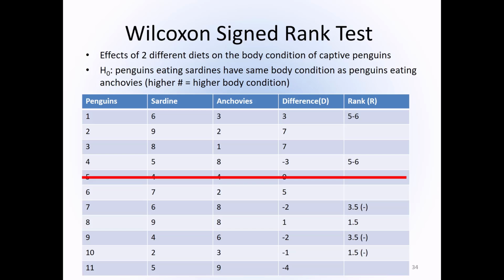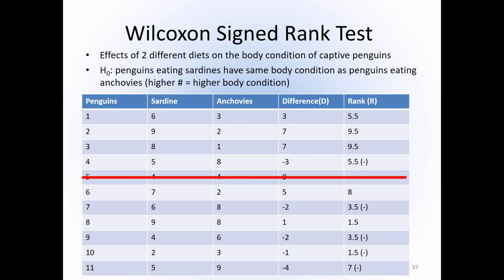We're then going to proceed to the next closest number. Penguins 1 and 4 have a difference of 3 and -3, so they're tied for ranks 5 and 6. So again, the average rank, and indicating which ranks are positive and negative. We then move to the next closest number. Penguin 11 has a difference of -4, so it's ranked 7. Again, we're keeping track of our ranks here. The previous ranks were the average of 5 and 6, so this next one is 7. And then we move forward and rank the rest of our penguins.